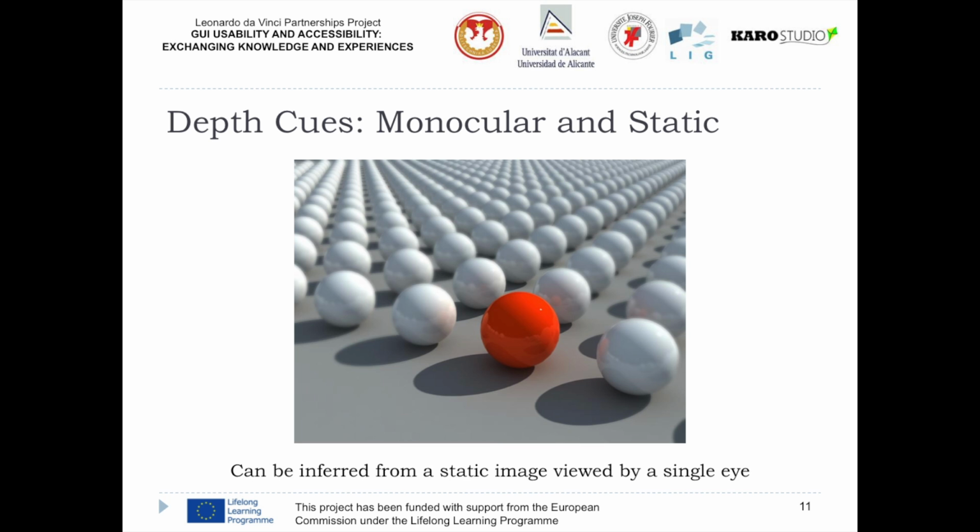The fifth cue is the linear perspective. This image suggests that the spheres are positioned on a regular grid. All the parallel lines of the grid meet at one point, called the vanishing point. Here there are four sets of parallel lines, so four vanishing points that are out of the image. These perspective lines help in perceiving the global architecture of the displayed world.